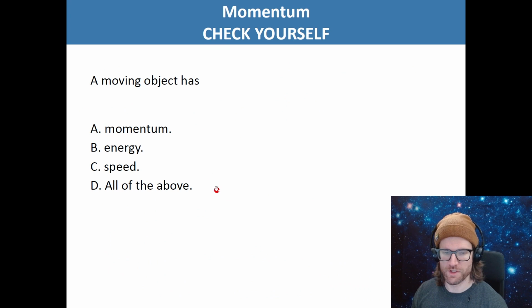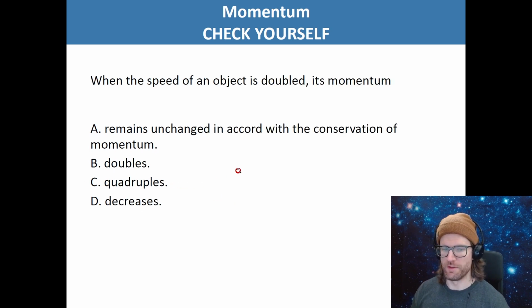Okay, a moving object has momentum, that's true. Energy, that's true. Speed, that's true. So all of the above. Next: when the speed of an object is doubled, its momentum remains unchanged in accord with conservation of momentum. That doesn't sound right. When the speed of an object doubles, the momentum doubles. That sounds right, because when speed doubles, momentum doubles. So let's go with B.